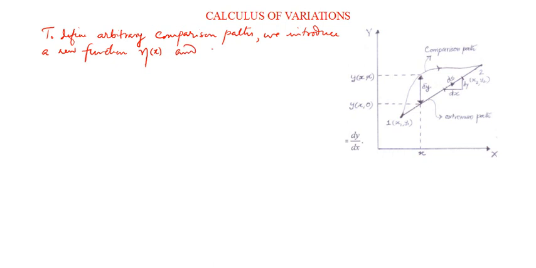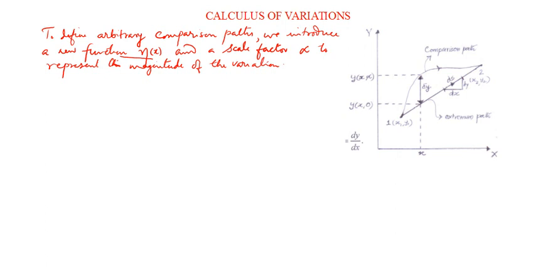And a scale factor, already I have mentioned the scale factor, alpha, to represent the magnitude of variation. You have already seen that alpha can have different values. When the value of alpha is different, you will be getting different comparison paths, and the shape of the path will be decided by eta of x. So we have defined the new function eta of x.